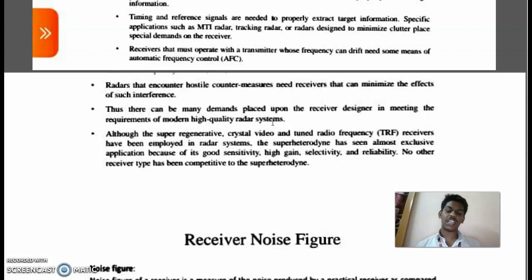Although the super regenerative, crystal video and tuned radio frequency receivers have been employed in radar systems, the superheterodyne has been almost exclusively applied because of its good sensitivity, high gain, selectivity, and reliability. No other receiver type has been competitive with the superheterodyne.